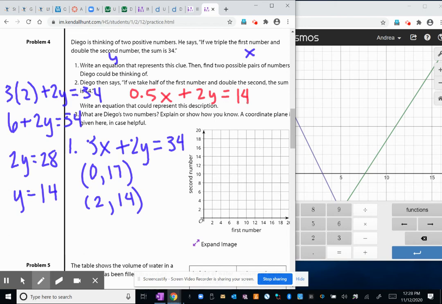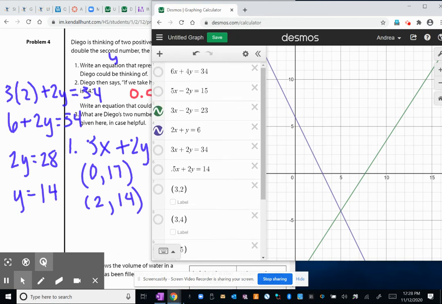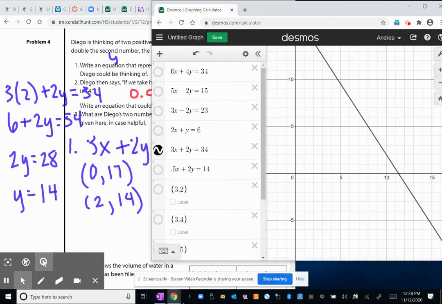And then number 3 asks, what are Diego's 2 numbers? So you could use the space in your textbook to draw the graph and find where those 2 equations intersect. And I put those equations here into Desmos. Here's the 3x plus 2y equals 34. And then the 0.5x plus 2y equals 14. And they cross right here. So those 2 numbers are 8 and 5.